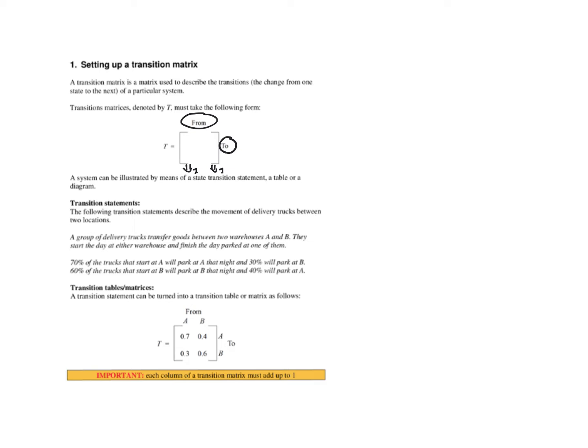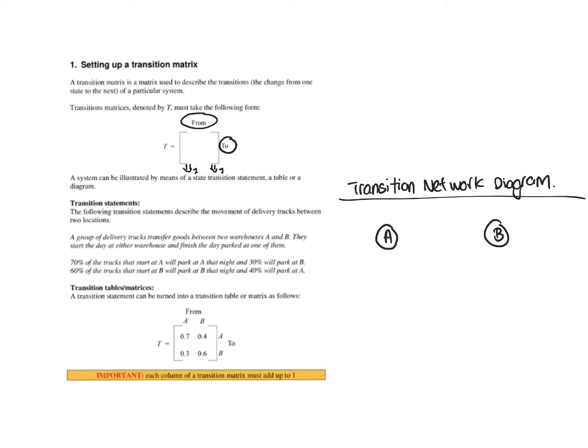So I'm going to go through this scenario here, and we're going to set up a diagram for you so you can see a transition network diagram. So, a transition network diagram for this scenario. It says that we've got trucks in a company delivering between 2 locations, A and B. So you have location A, you've got location B. And it says 70% of the trucks that start at A will park at A at night. So going from A back to A is 70%.